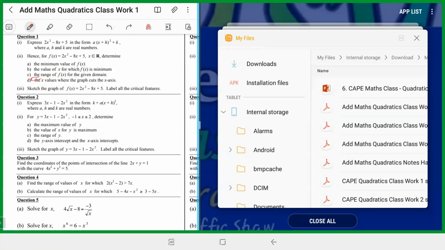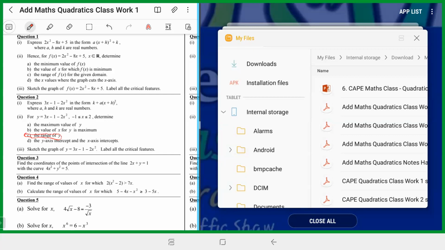X, Y, Z graph, cut the x-axis are your roots. You're going to calculate those, and you have to sketch it, right? The other one is a frown shape one. See that? And this is the domain, -1 to 2 is the domain, right? Based on that domain, you're going to also have to find the range.